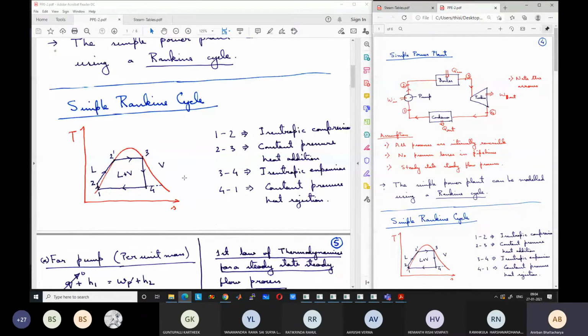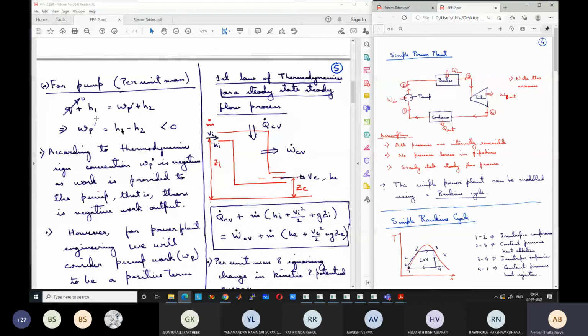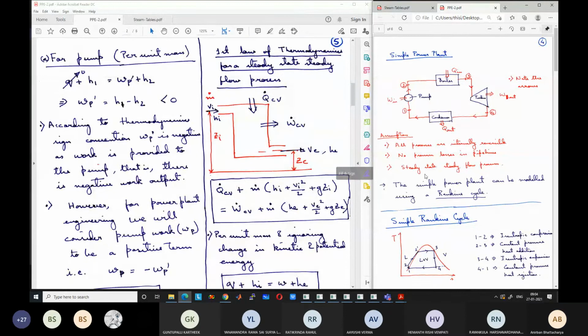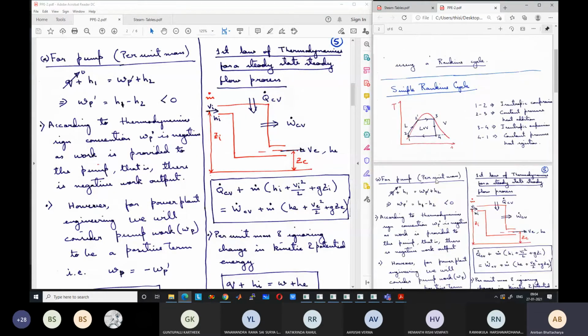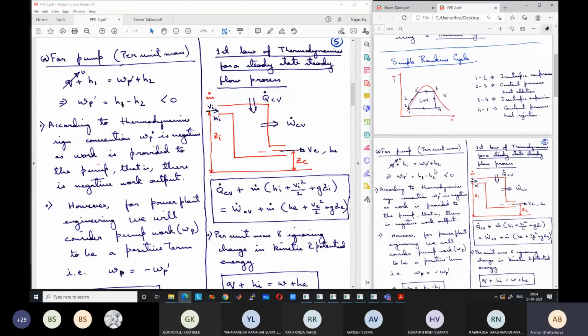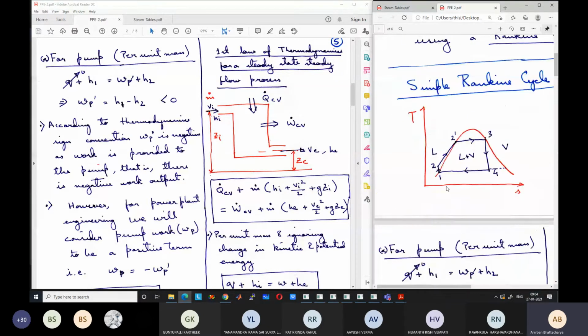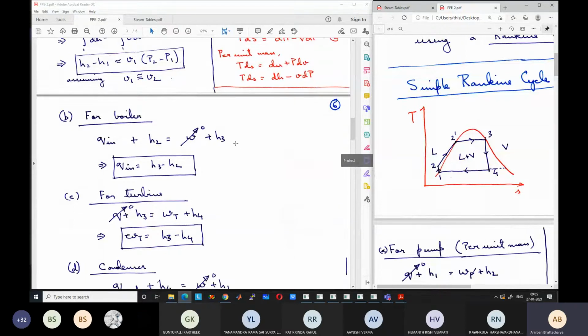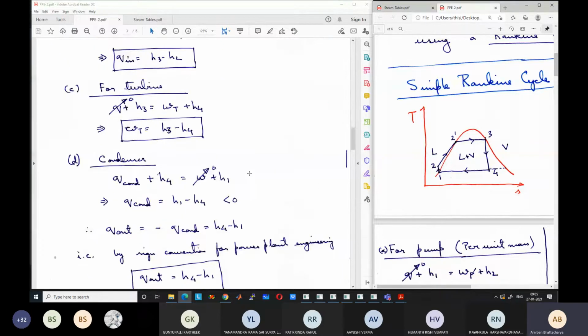And we have noted how to calculate the energy changes in each of these processes. So work input to the pump is H2 minus H1, enthalpy at point 2 minus enthalpy at point 1. For the boiler, the heat input is H3 minus H2. For the turbine, the work output is H3 minus H4, and for the condenser, the heat rejection is H4 minus H1.